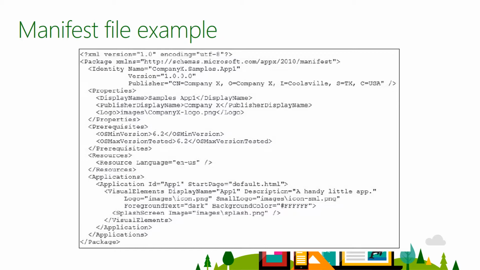This is just a manifest file example. It's a fictitious example, and it's an XML file, which shows all the sorts of things that you would typically find in a manifest file for an app, such as the package, the properties, prerequisites, the resources, and some information about the application itself, and perhaps the logos that might accompany the app.